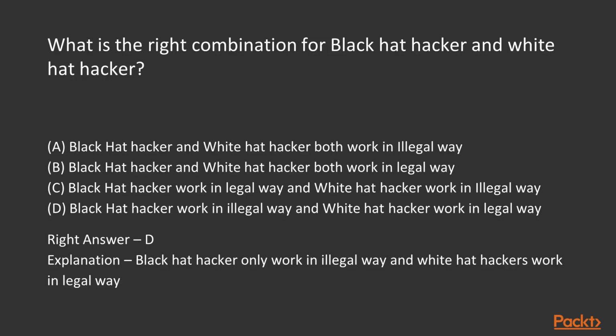So this is question number 1. What is the right combination of black hat hacker and white hat hacker? So you know that black hat hacker works in illegal way and white hat hackers work in legal way. So these are the 4 options. Choose one of them and this is the right answer. So I think the 4th one you can see here, that black hat hacker work in illegal way and white hat hacker work in legal. So this is the right answer. Right answer is D. Black hat explanation, the same thing. Black hat hackers only work in illegal way, and white hat hackers only work in legal ways.